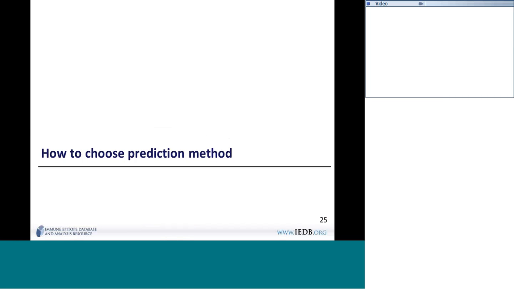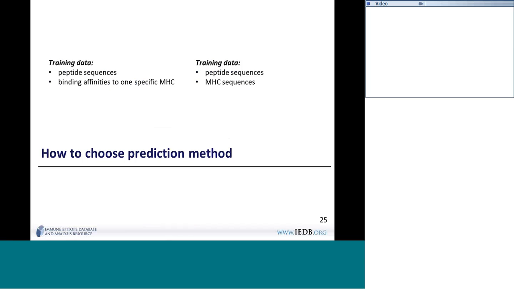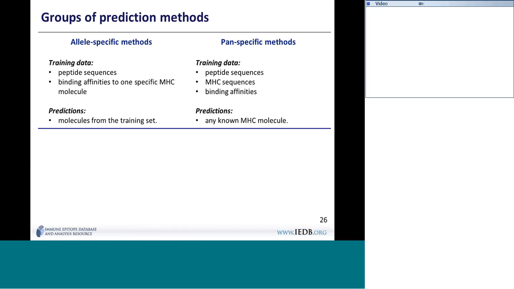As you see, there are a few different methods that we have here in IEDB, and I just want to talk a little bit more about the details of these methods so that you have an overview. And how do you actually choose the one that you have to use?